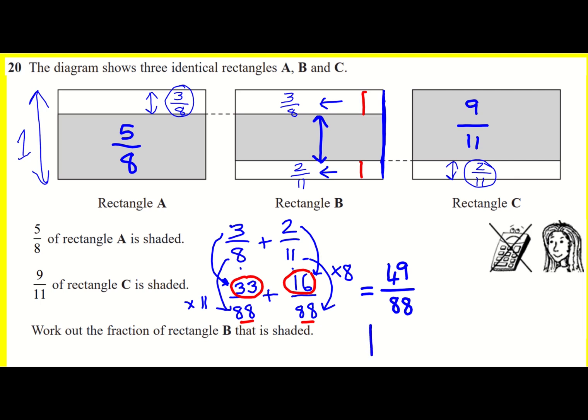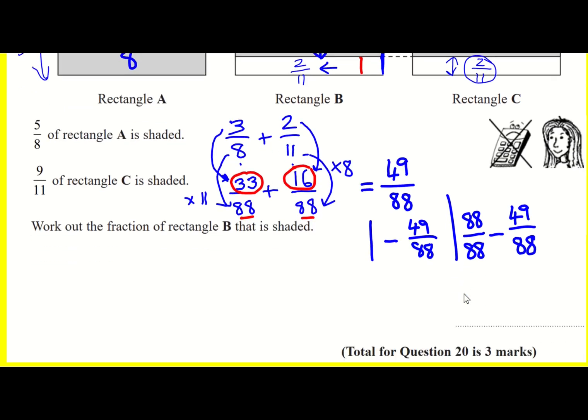So I'm going to do 1 whole, take away 49/88. Another way to think about this is 88/88 take away 49/88, because 1 whole is 88/88 in this situation. So what I'm going to do is perform a subtraction. I'm going to take these two away from one another. 88 take away 49.